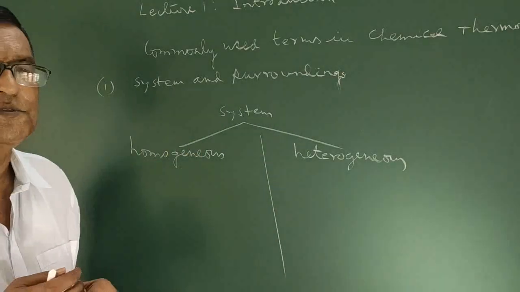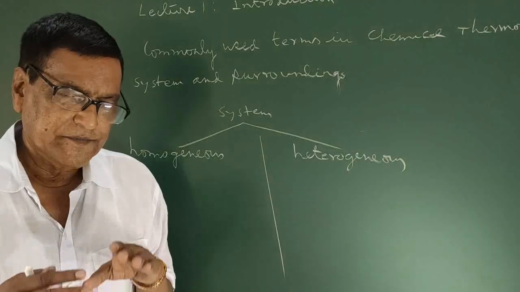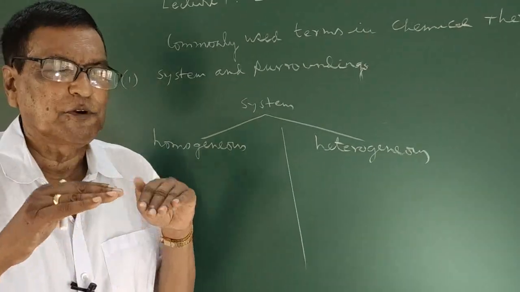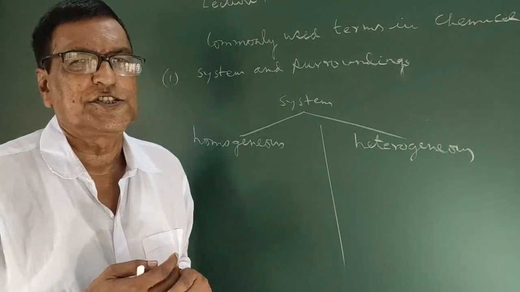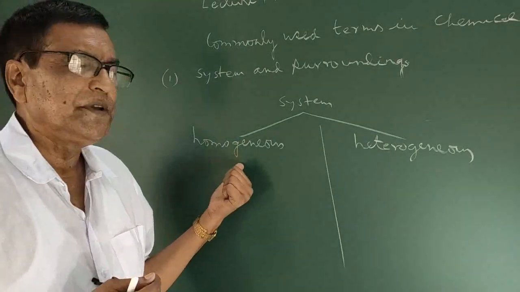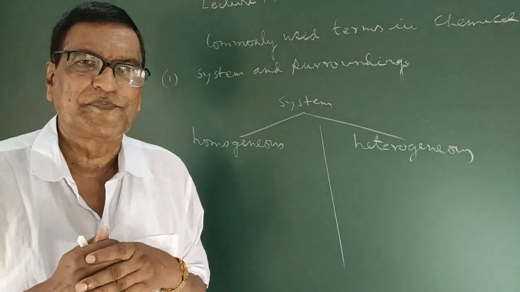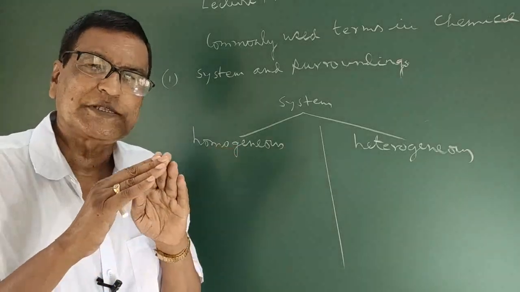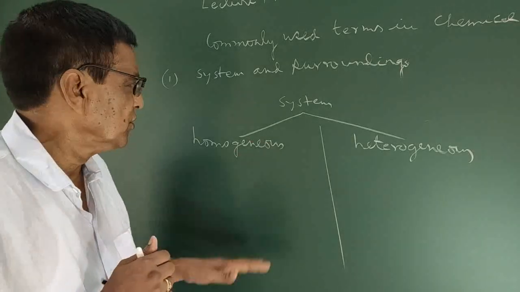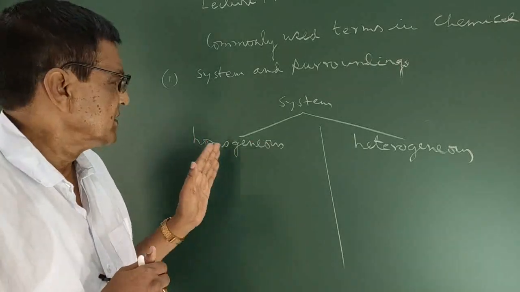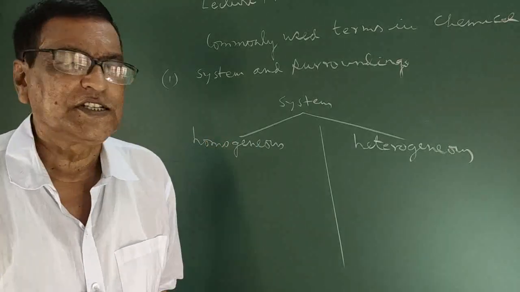In case of homogeneous systems, every part of the system is uniform. All the properties of this system are uniform at every part of the system. It may be the mixture of gases, mixture of miscible liquids, or some pure solid. They will constitute the homogeneous systems, and it is the one-phasic system.